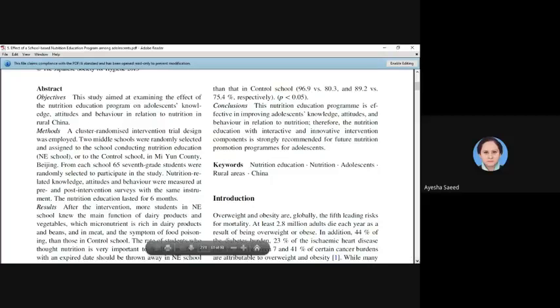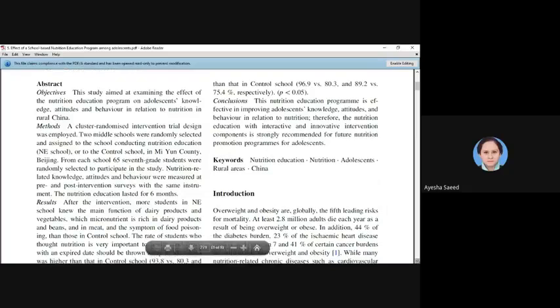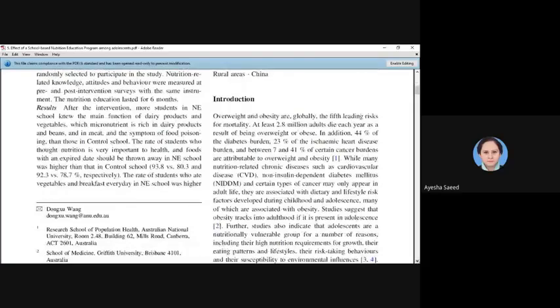So the introduction usually starts with the problem statement. Why there's a need for nutrition education. Overweight and obesity are globally the fifth leading risks for mortality. At least 2.8 million adults die each year as a result of being overweight or obese. So in the start, they have started with obesity. Then they are moving on to the global burden of diabetes, ischemic heart disease, and cancers that are related to overweight and obesity.